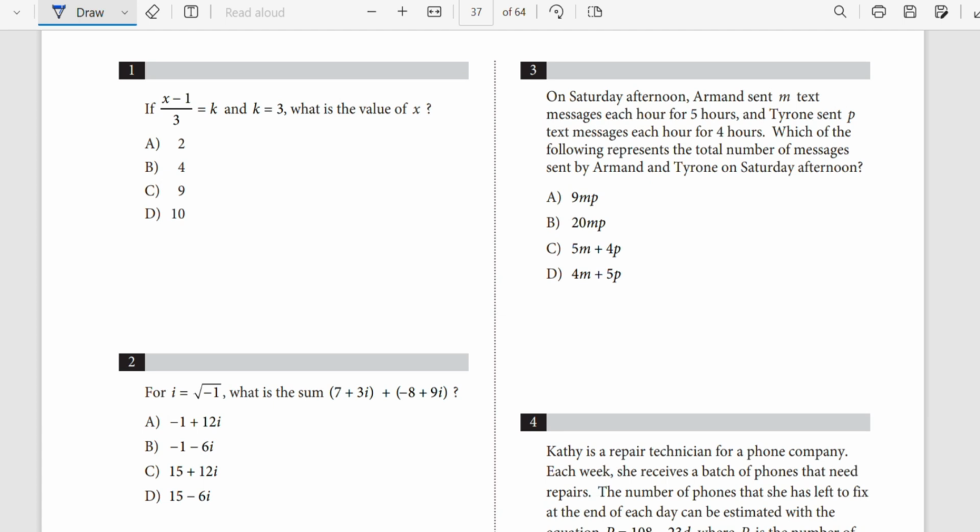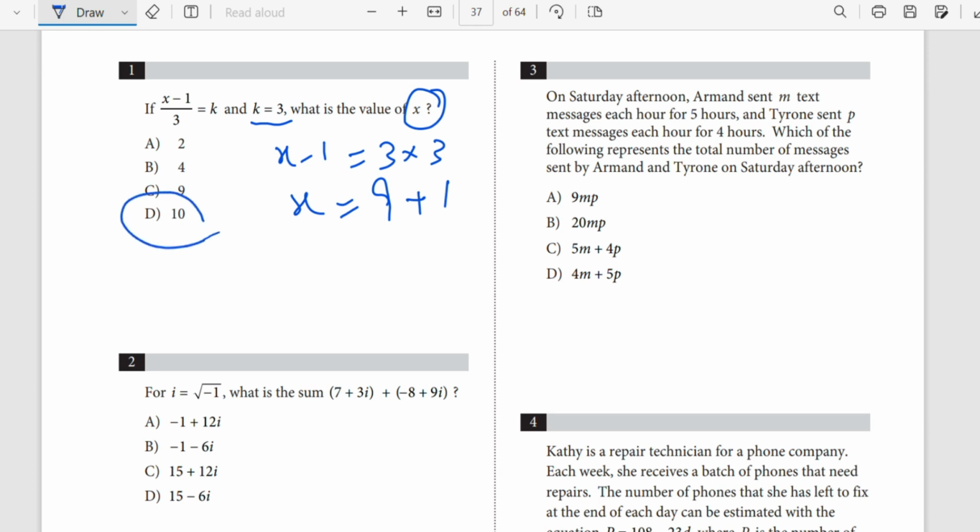The first question: you know that (x minus 1) over 3 is equal to k, and what is the value of k? The value of k is 3 and you want to calculate x. So put 3 here. So x minus 1 is equal to 3 times 3. So x is equal to 9 plus 1, that is equal to 10. So D is the answer.